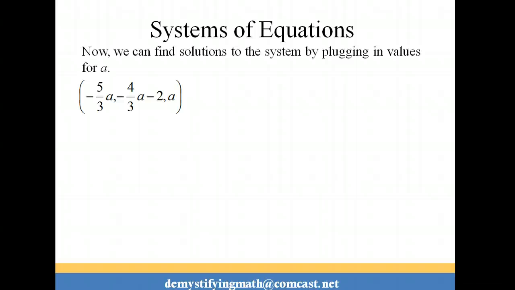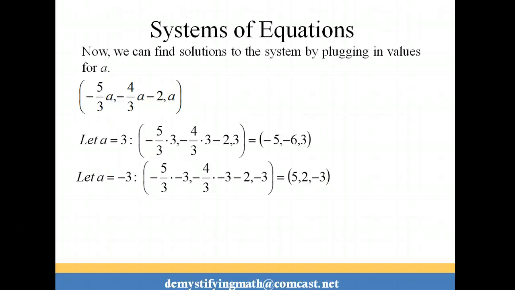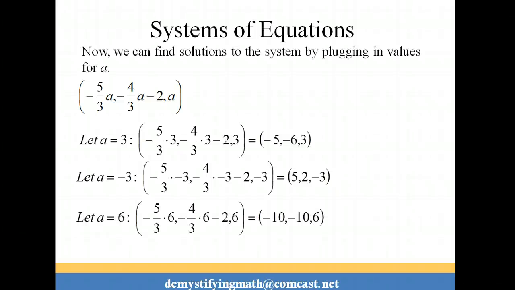Now in order to find solutions to the system, all you have to do is plug in any value you want for a. So let's let a equal 3. So that gives us -5, -6, 3. Then I decided to let a equal -3, and I ended up with 5, 2, and -3. Then I let a equal 6, and I have -10, -10, and 6. Now what we're going to do is go back to our 3D grapher and plug in those points to see where they land on our graph.